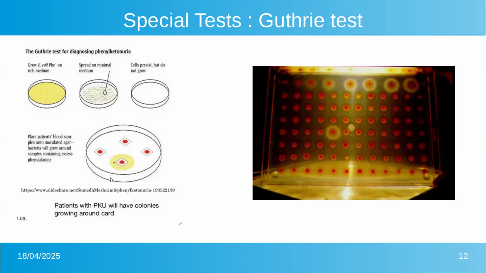So if the bacteria are growing, like you can see over here, all these areas are empty, but around this disc you can see the growth of bacteria. So if the bacteria grows, I understand that the urine had phenylalanine, which means that the patient was suffering from phenylketonuria. This was the Guthrie's test. This got improved by the LCMS, where we could do quantitative analysis of the amino acid content in the urine.